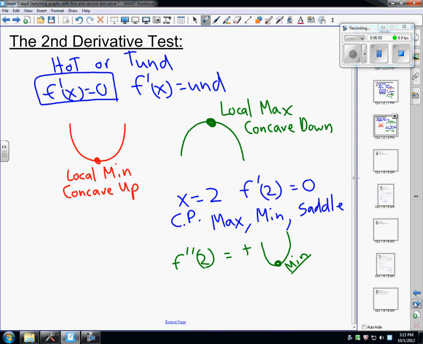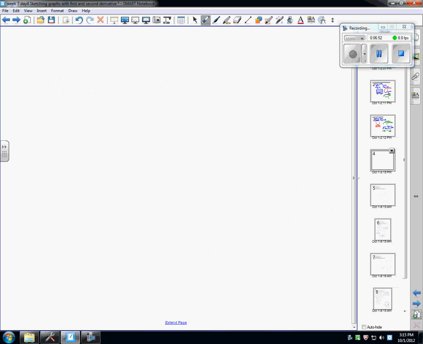So if I do an example, and I just said f of x equals x squared minus 2x plus 8. You guys can already sense what this one is. It's a parabola, and it's a happy parabola, so it is going to be a minimum. But let me just show you with the second derivative test.